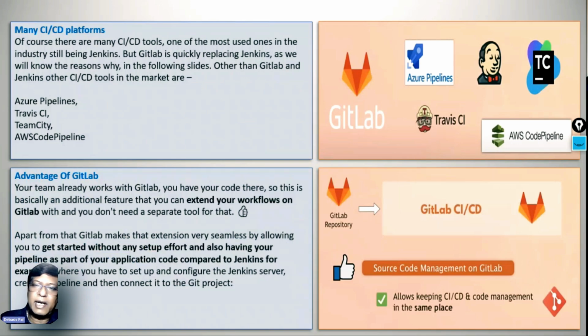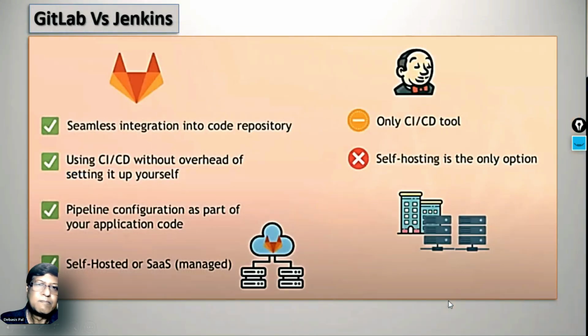The advantage of GitLab is that it gives a lot of advantages. Starting from the GitLab repository, which is like a GitHub repository, to a GitLab CI/CD pipeline, it is source code management plus CI/CD management, all in the same place. So there is a big difference between GitLab and Jenkins. Jenkins is only a CI/CD tool, nothing else.